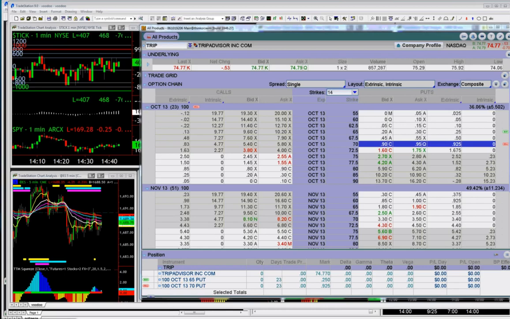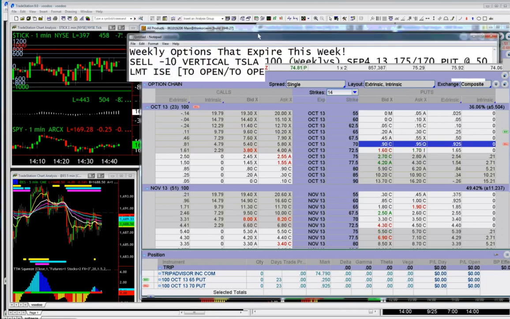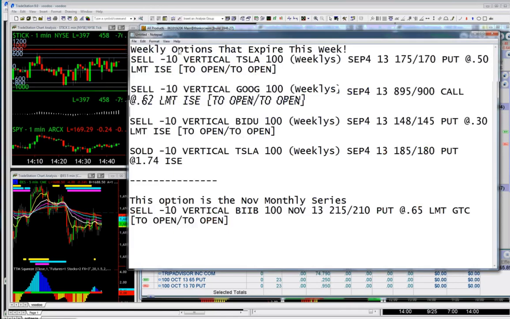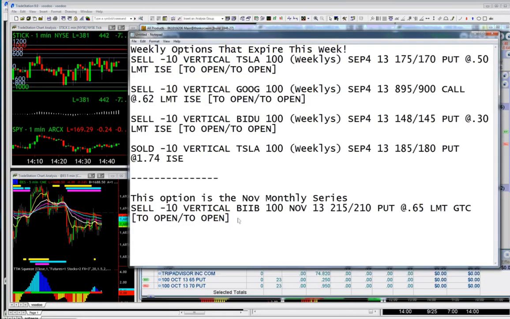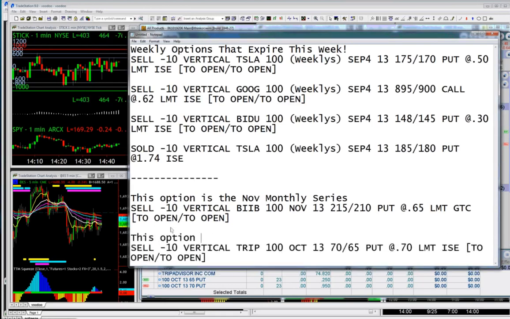This is the monthly. All right, so I'll post that here real quick. You'll see here again, what I'm doing is all the weekly options are above the dotted line, and below the dotted line we'll have different ones. So that's the November, and this option is the October monthly series. I'll leave that up there for a second. Again, no conviction here, okay, no conviction.